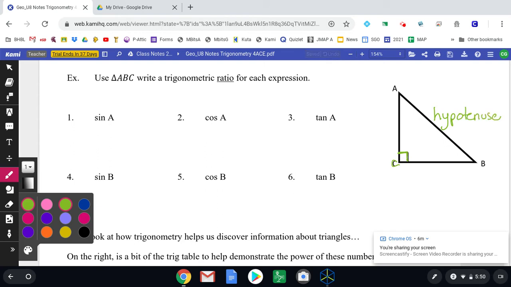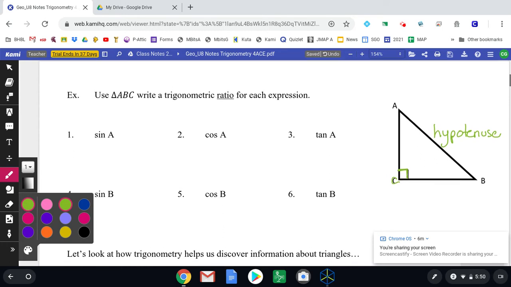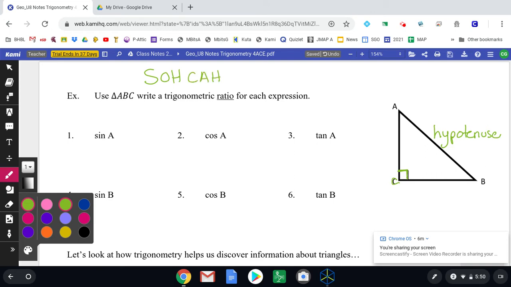Now, what's also helpful is to write SOHCAHTOA right on the top of our paper here. And what we're going to do is write a ratio for each expression. Okay, so I'm going to start with A.